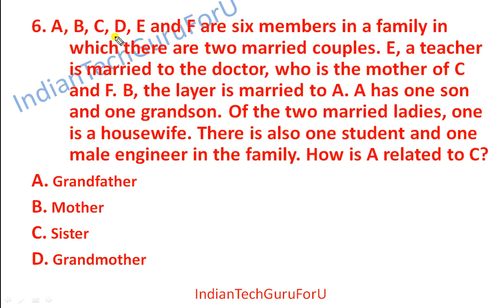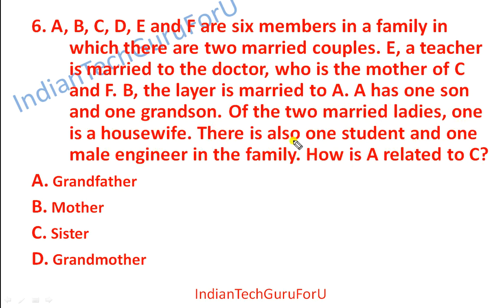Question number 6. A, B, C, D, E and F are 6 members in a family in which there are 2 married couples. E, a teacher, is married to the doctor who is the mother of C and F. B, the lawyer, is married to A. A has 1 son and 1 grandson. Of the 2 married ladies, one is a housewife. There is also 1 student and 1 male engineer in the family. How is A related to C?